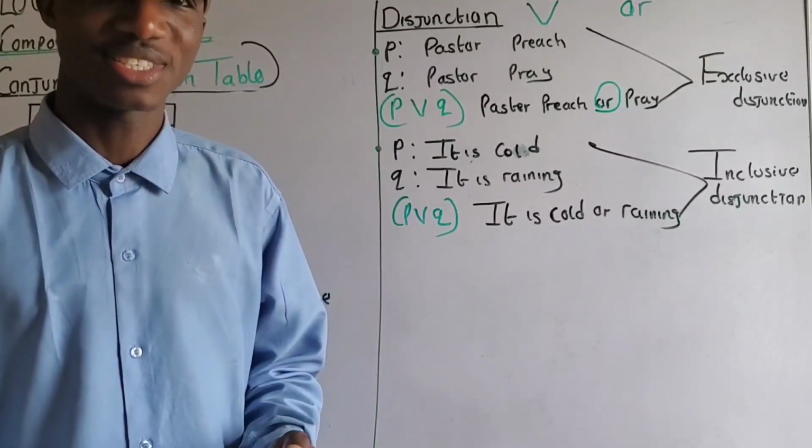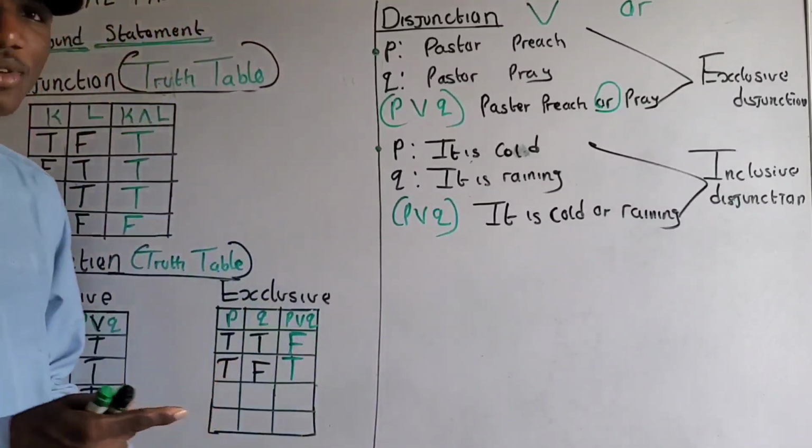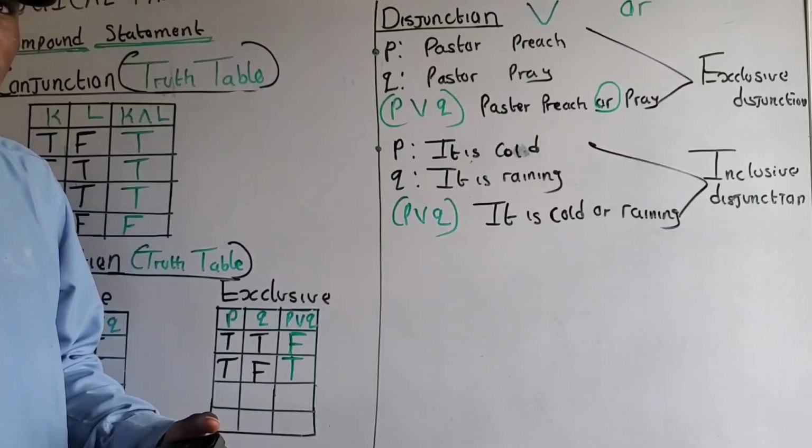It's not possible. Are you getting it? So that's it. The events cannot occur simultaneously. So both cannot be true. The conclusion will be false. Are you getting it? It's not possible.